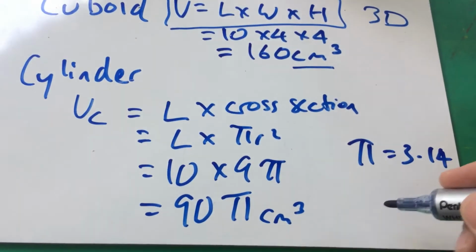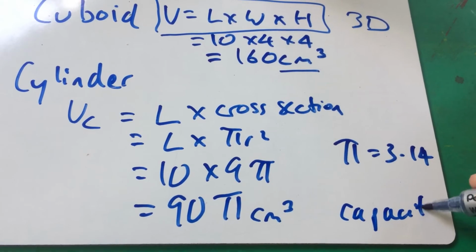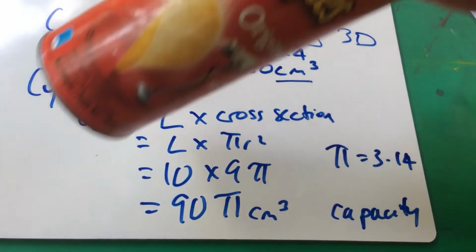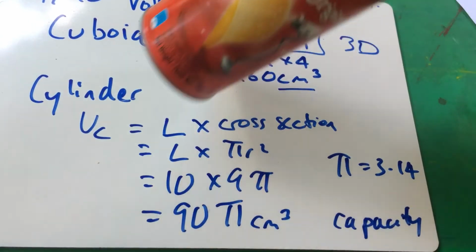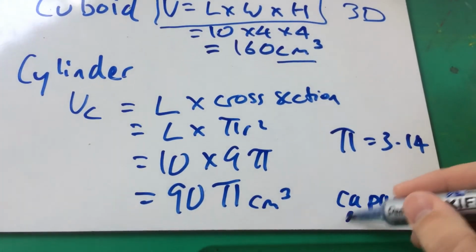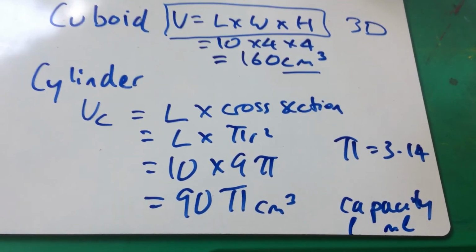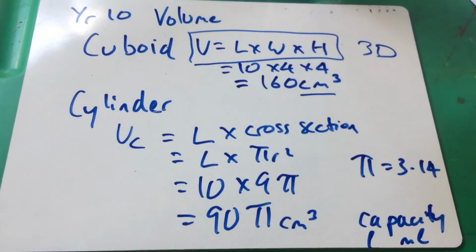When we move on to capacity, that's where we'll find out how much liquid would go into the shape, rather than dimensions of a shape, and that's where we'll look at things like liters and milliliters. Okay, so for my year 10s, those are 2 volume examples.